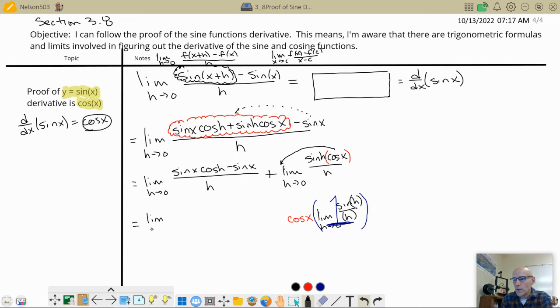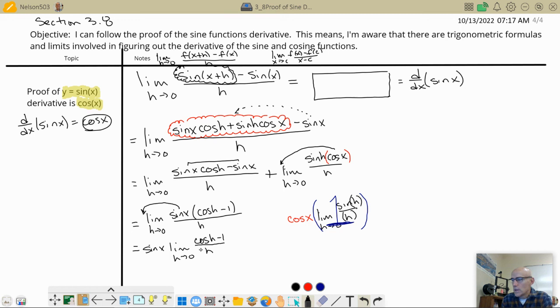Now let's simplify this stuff over here and see if we can do any kind of numerical evaluation. Well, look, they both have the sine of x in them. So I'm going to factor that sine of x out. Sine of x times cosine of h minus 1 all over h. And you notice again, this sine of x doesn't have an h in it. So I'm going to move that out front, and I'm going to write the sine of x times the limit as h goes to 0 of the cosine of h minus 1 all over h, okay?